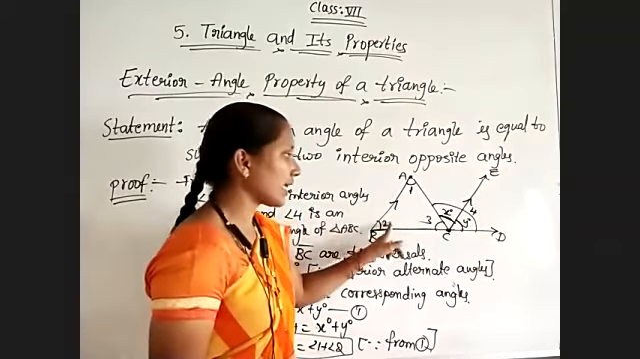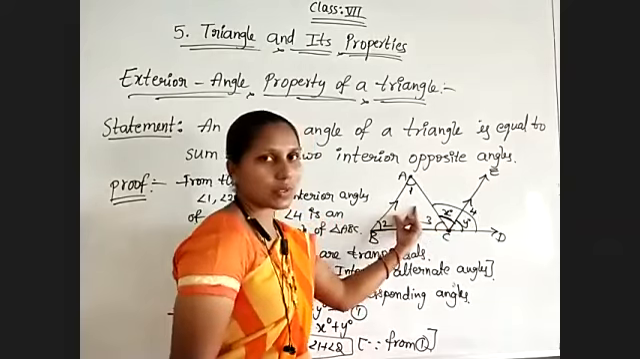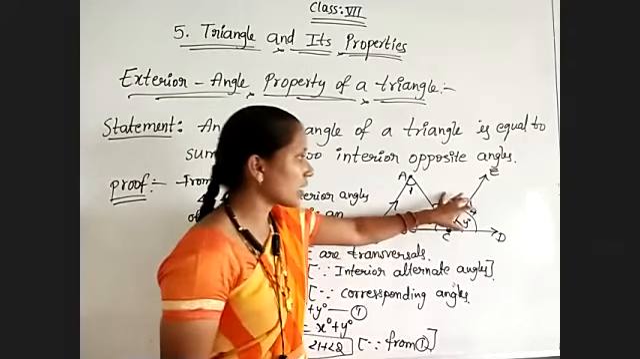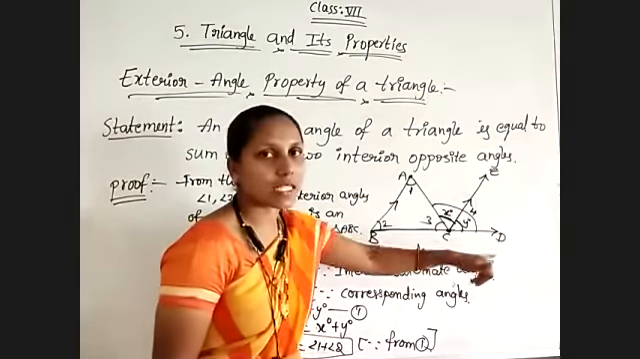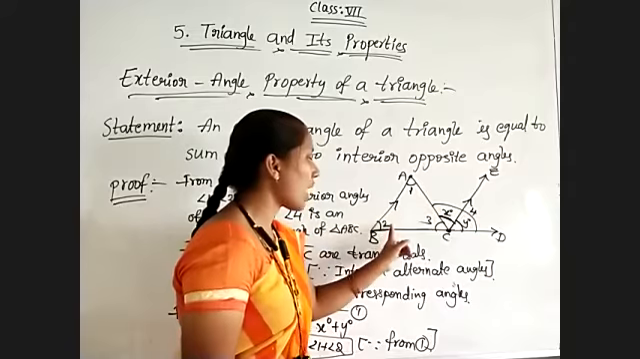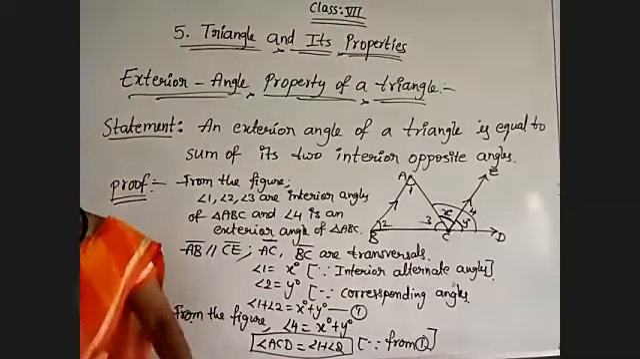So angle 1 and angle 2 are the opposite angles of angle 4. Those two are interior opposite angles. The sum of those two angles is angle 1 plus angle 2. Angle 4 is equal to angle 1 plus angle 2, and angle 4 is nothing but angle ACD, which is an exterior angle. So the exterior angle is equal to the sum of two opposite interior angles. Hence proved the given statement.